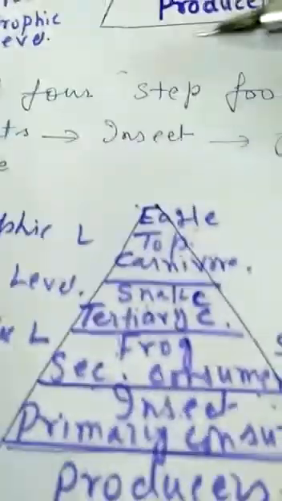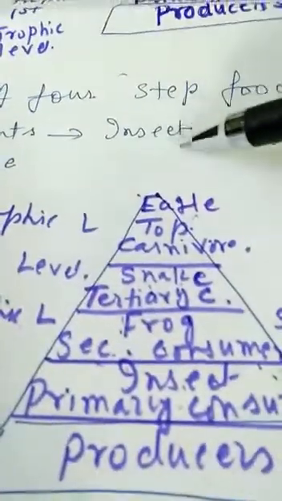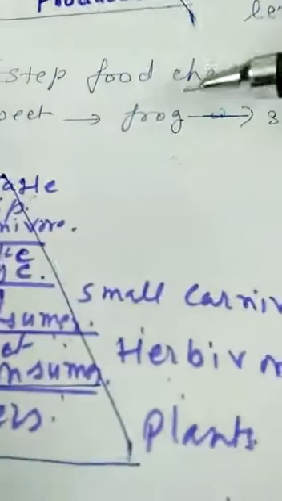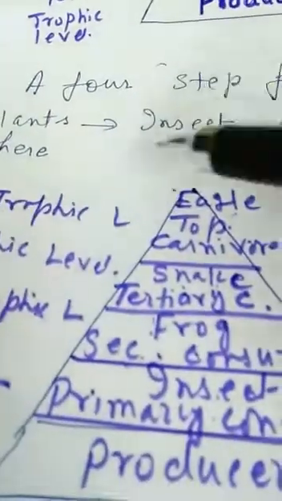Let us take an example. Here there is a simple food chain. This is a 5-step food chain, which consists of plants eaten by insects. Insects in turn are eaten by frogs, frogs are eaten by snakes, and in the end the snake is eaten by an eagle. These different steps are called trophic levels.